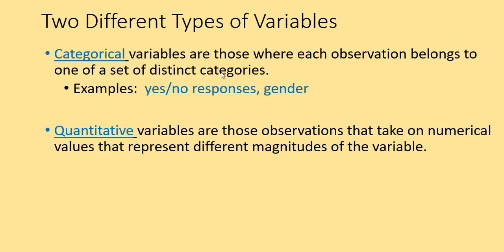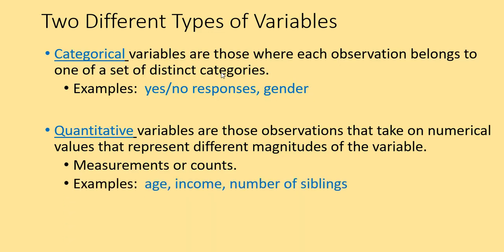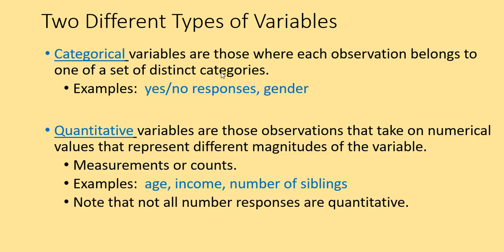Quantitative variables are those that take a numerical value and that will represent different magnitudes of the variable. Measurement of counts will be one. For example, number of siblings, number of vehicles in your household, number of people in your household, income, age. Just know that not all numbers are quantitative. I'm going to give you some examples coming up.